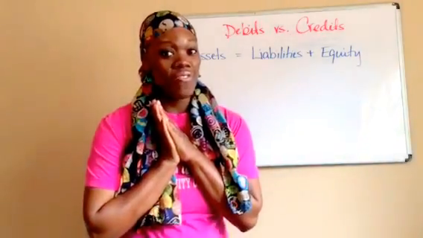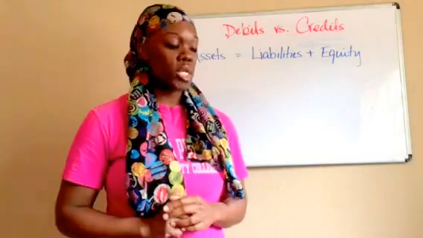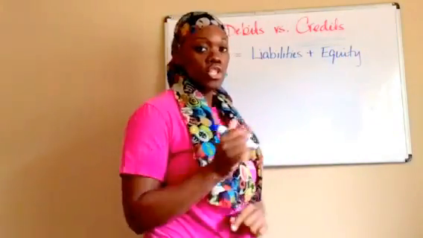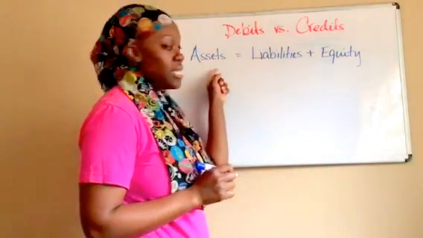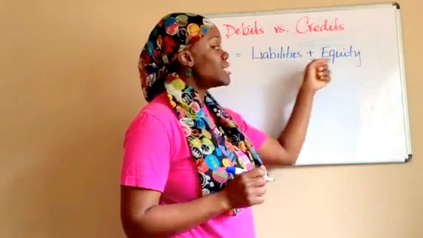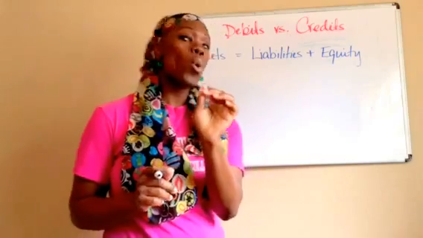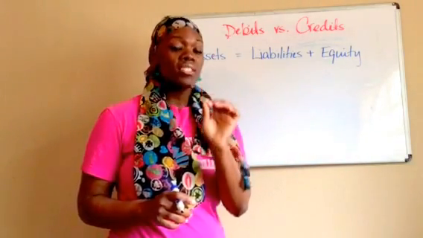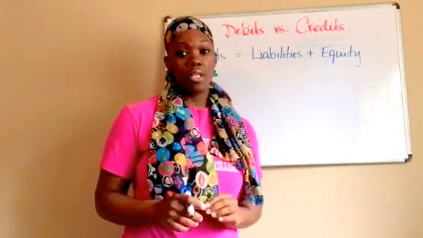Okay, so now for the fun part, debits versus credits. This is the single most confusing topic in accounting that always confuses students. So when I am teaching this subject in my classes, what I like to do is start off with the basic equation for the balance sheet. Assets equal liabilities plus equity. In my opinion, that is the single most important formula in accounting. So first of all, remember that formula. Always memorize it. Assets equal liabilities plus equity.